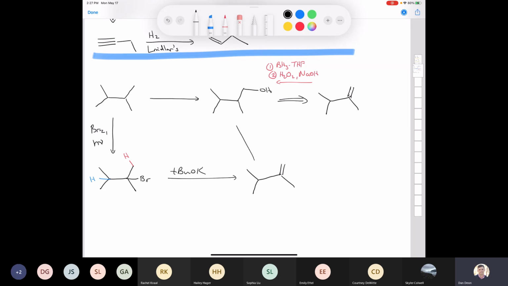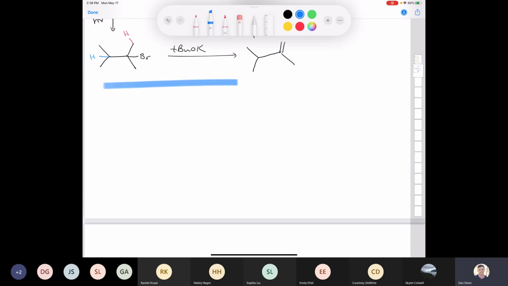There we go. Now I have the desired alkene, and now in the last step, I can treat this with borane and THF, followed by hydrogen peroxide and sodium hydroxide. And there you have it, anti-Markovnikov addition of water across that double bond to give us the primary alcohol. Let's try one more.